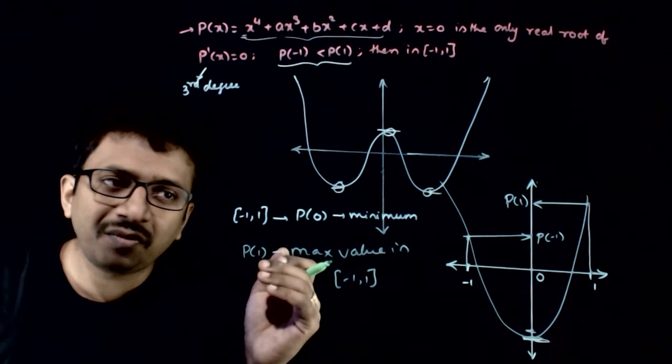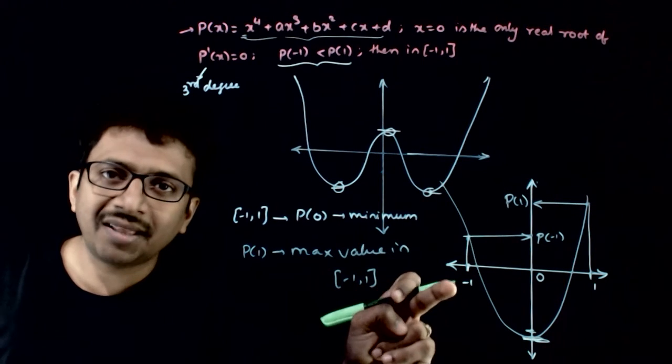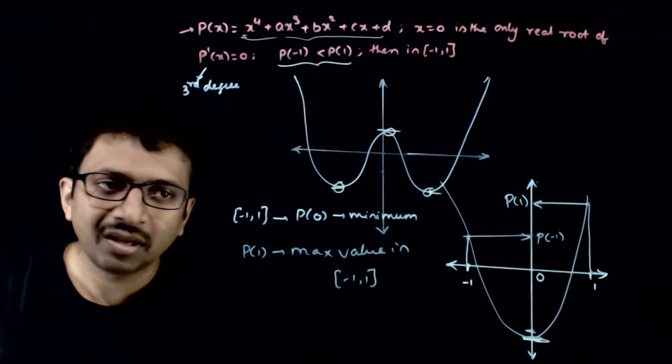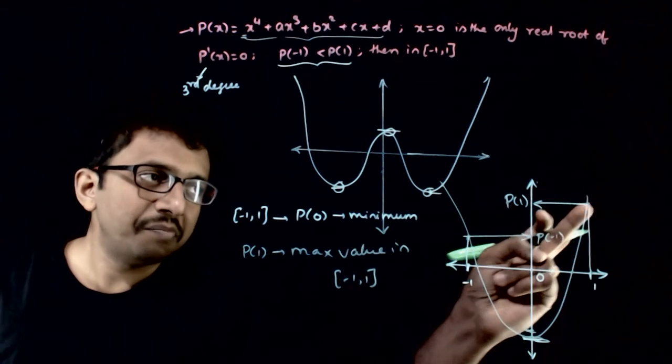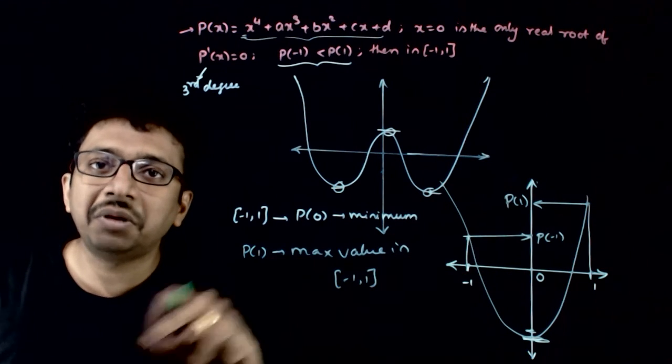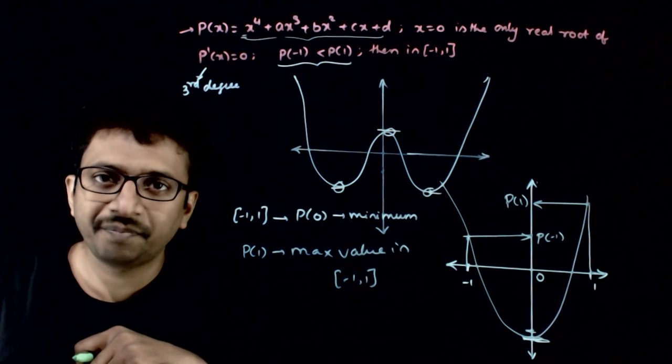And what is the minimum value? Minimum value does not occur either at 1 or minus 1. It occurs at x is equal to 0. So the correct answer to this question is p of 1 will be the maximum value in this interval, but p of minus 1 will not be the minimum in this interval. Thank you.